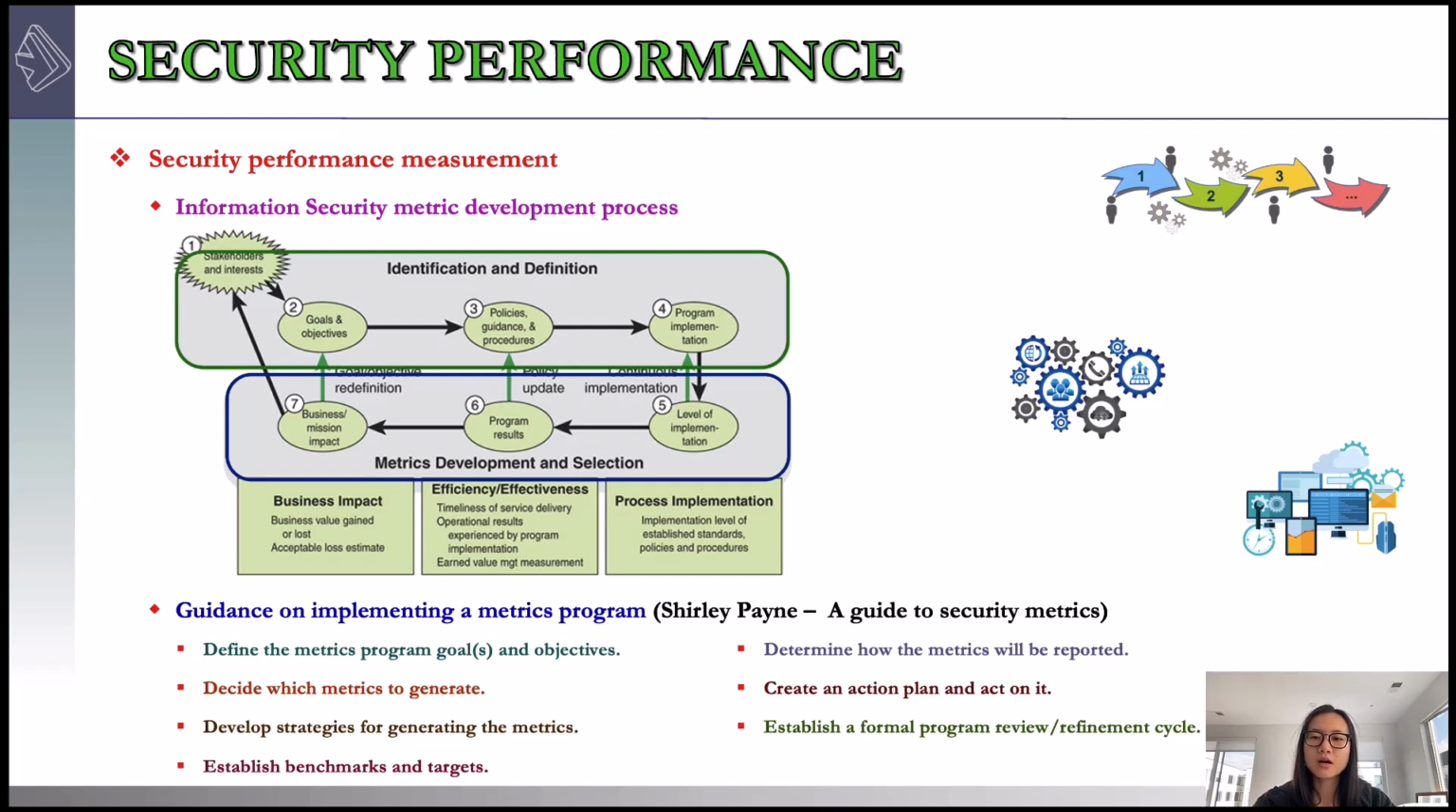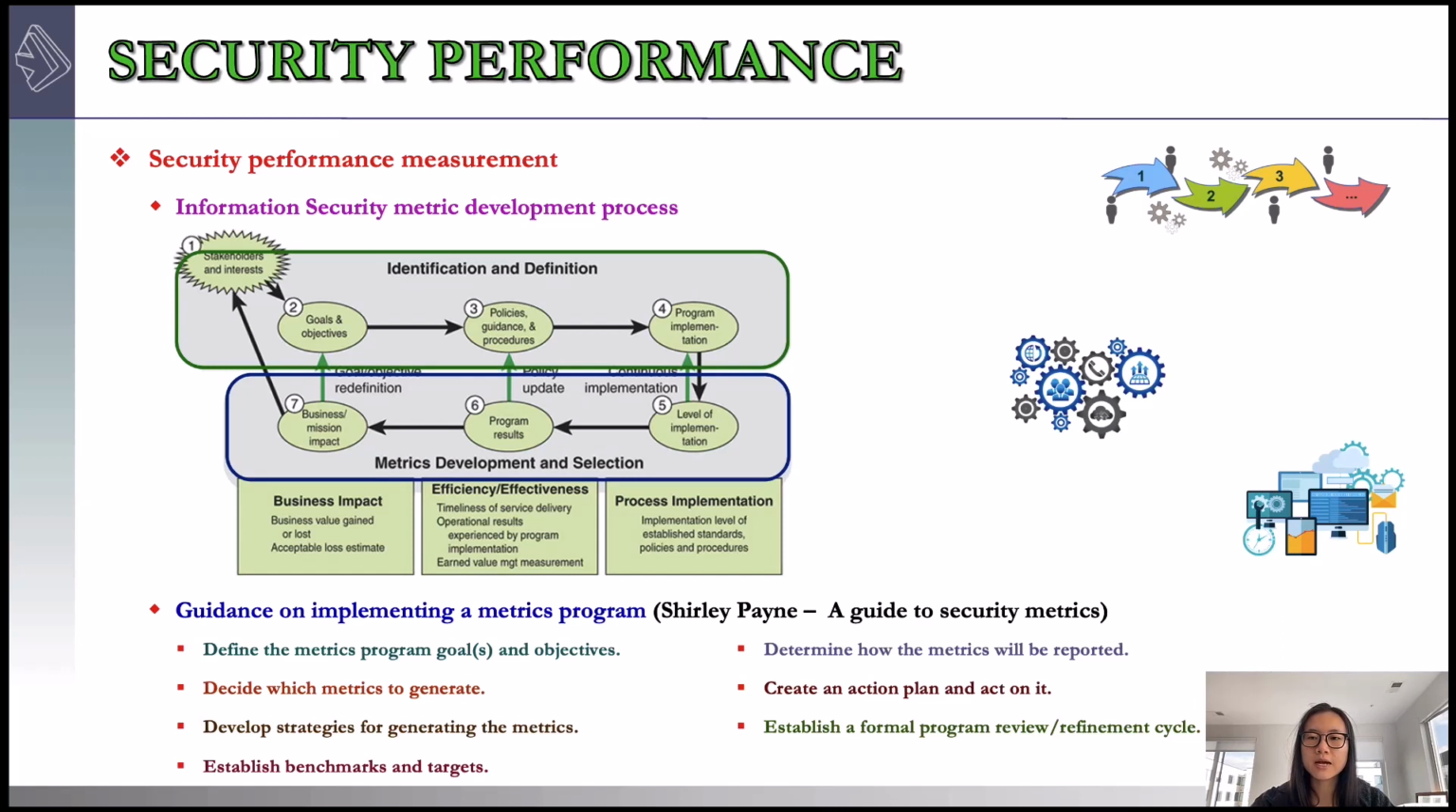The metrics also provide guidance for the security manager to facilitate consistent policy implementation, effect information security policy changes, and refine goals and objectives. In addition, the figure on the slide also shows the manner in which the development of a set of metrics interacts with the system program development process.